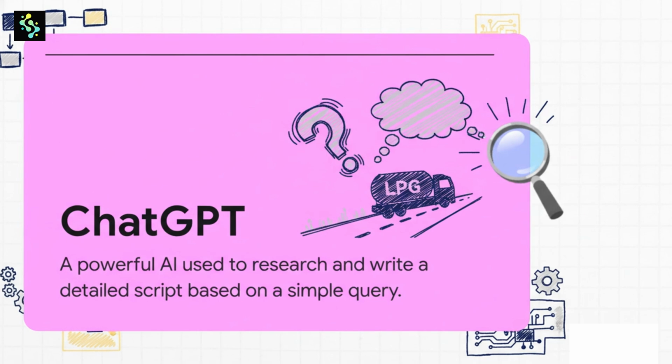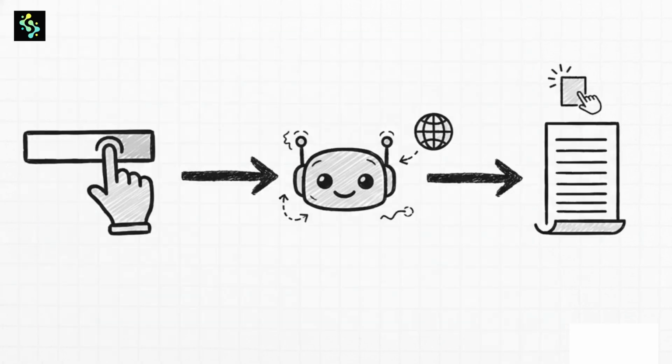Our journey kicks off with ChatGPT. And you don't have to be some kind of expert prompt engineer here. All you really need is a topic. For our example, we're going to use a real event, the Ajmer Highway LPG case. And that's it. Seriously. A simple, direct request like this is often all you need. ChatGPT will go to work and generate a pretty detailed script about the incident. Once it's done, you just copy all of that text for our next step.